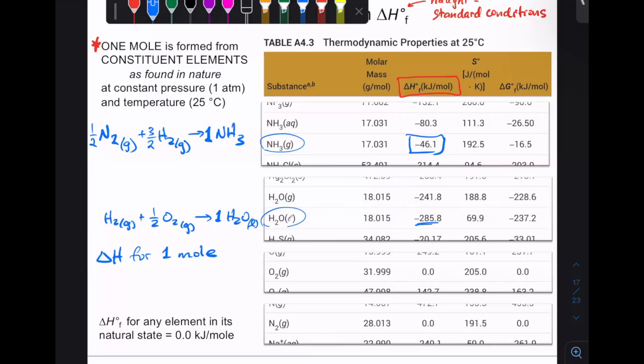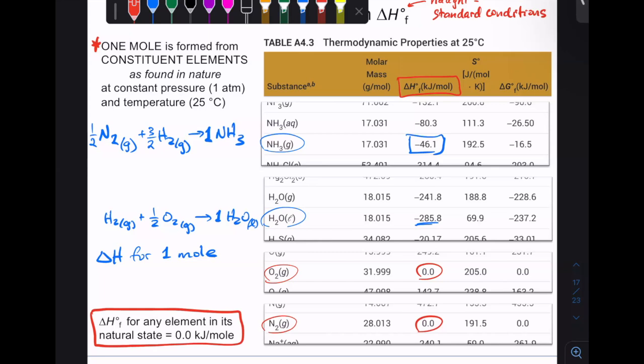Now, the other thing to point out on a table like this is for an element that it's already there as you would find it in nature. So if we wanted to look up the delta H of formation of O2 gas, by definition, it's already made, because we're making something from its constituent elements as found in nature, and that's how it is found in nature. So the delta H of formation for something as it's already found in nature is going to be 0. All right, and that's exactly what this little bullet point says right here. Okay, so that's the concept.